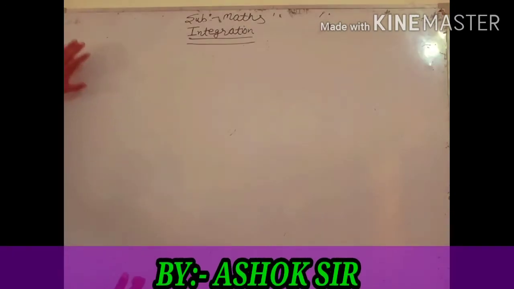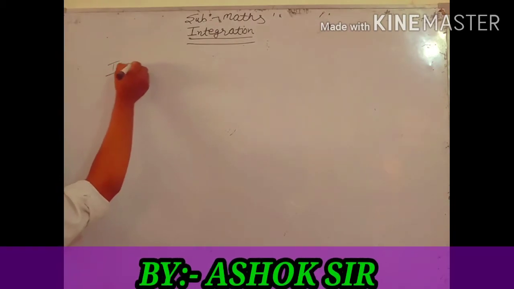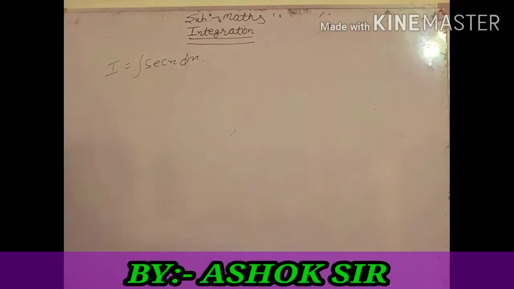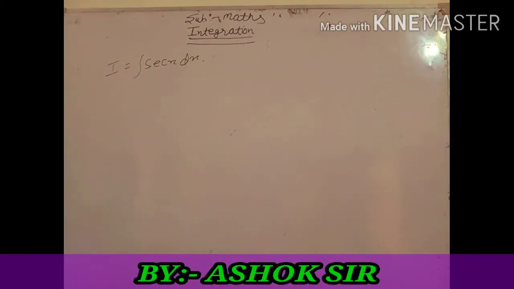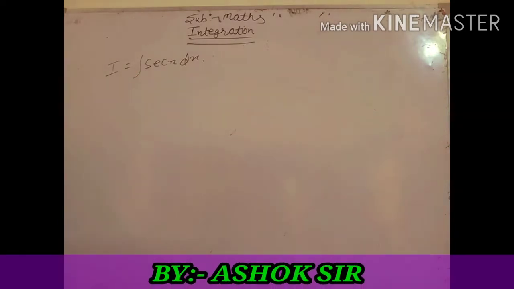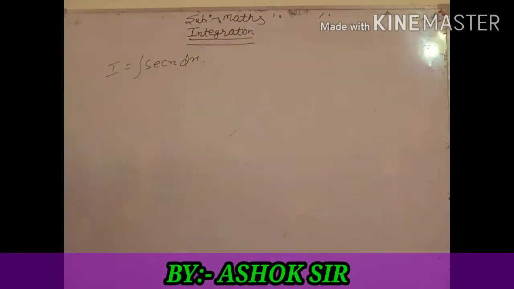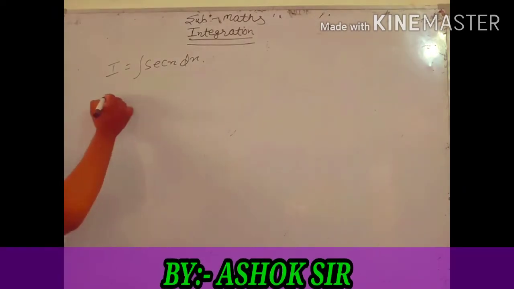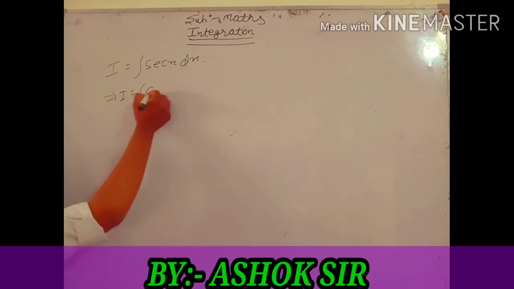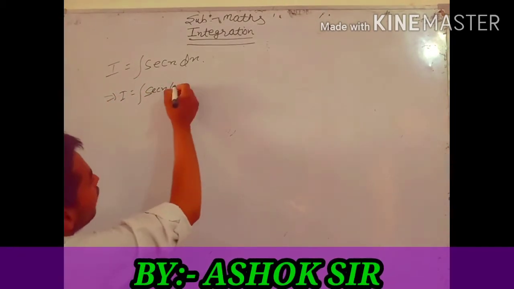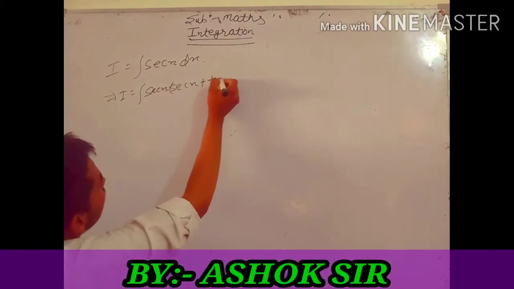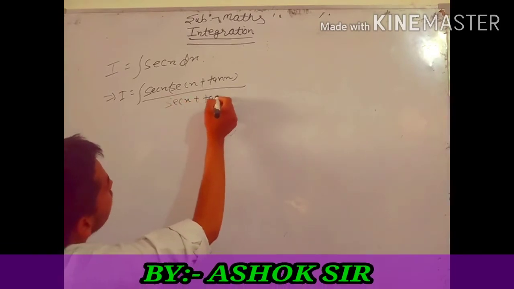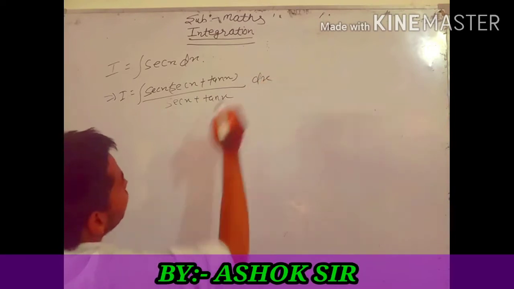Now we are going to take out the integration of secx. Let us first consider secx. The integration of secx is equal to I. We have to multiply or divide by something so that we can solve it. We can multiply by sec x plus tanx and divide by sec x plus tanx. So I is equal to integration of secx multiplied by secx plus tanx upon secx plus tanx, and dx is the same as in the above equation.